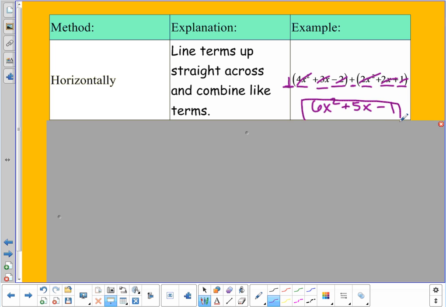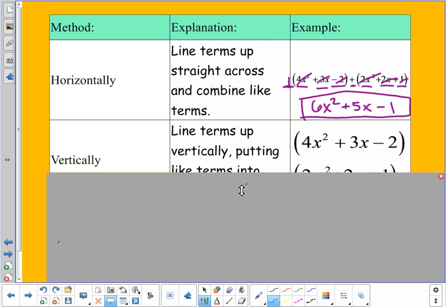Oops, that's kind of an ugly box. Let's try that again. So that's just how I leave them horizontally and look for the like terms that way. But sometimes it helps people to line them up vertically.